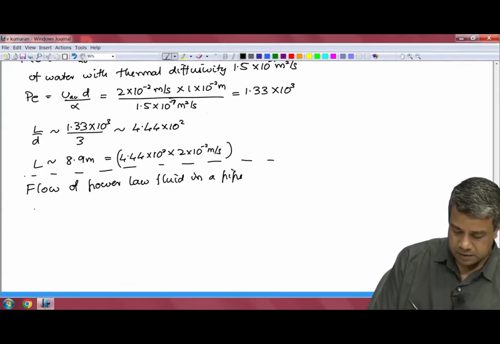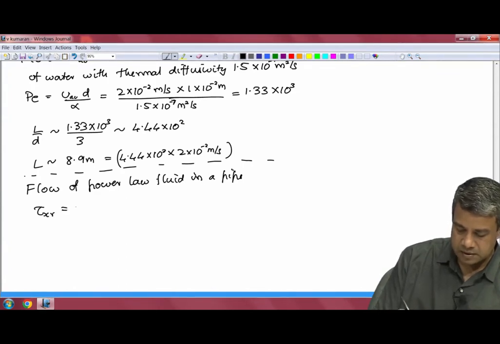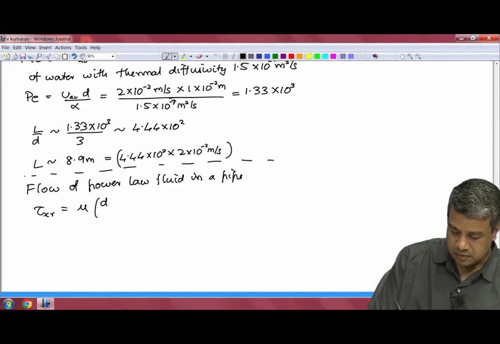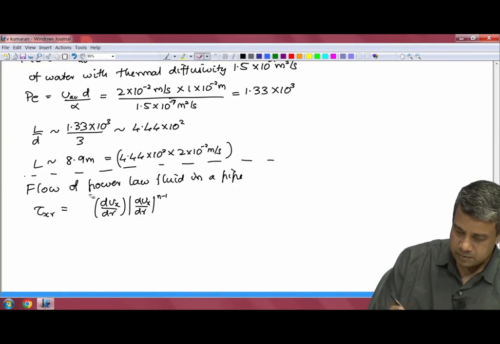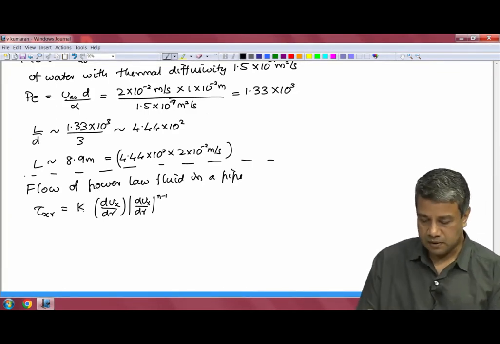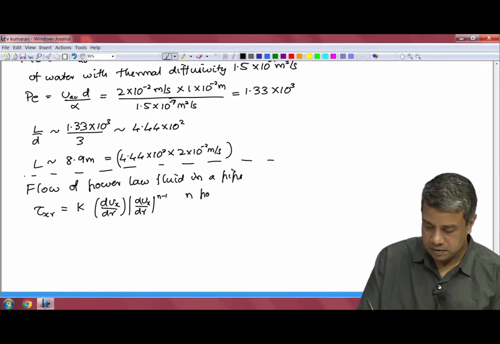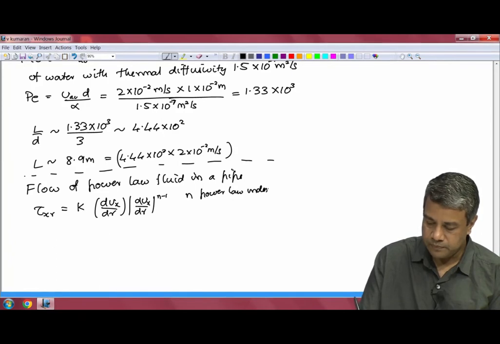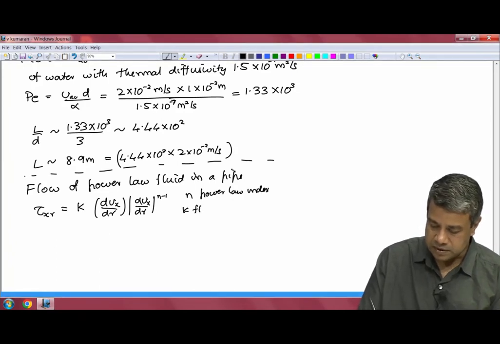Where the constitutive relation was given by tau_xr is equal to mu into dVx/dr into (dVx/dr) power n minus 1. This was not mu, but it was kappa. n is the power law index, and kappa is the flow consistency index.